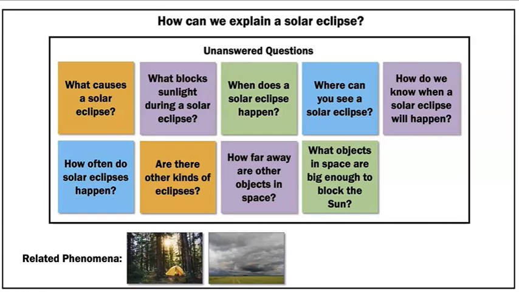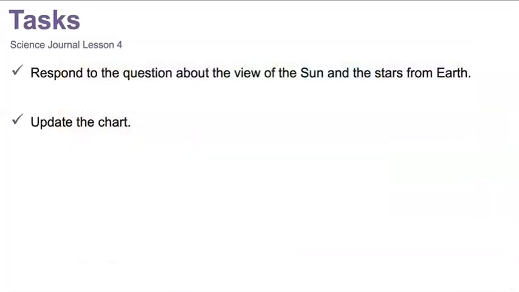The title of our class question chart is How Can We Explain a Solar Eclipse? Which questions on the class question chart will best help us answer this question? Do you think we need to know what blocks sunlight during a solar eclipse? I agree. We should find out what objects in space are big enough to block the sun. In our next few lessons, we will investigate some of these questions as we continue to build our knowledge about solar eclipses. Let's review your tasks for today. First, respond to the question about the view of the sun and the stars from Earth. Second, update the chart.